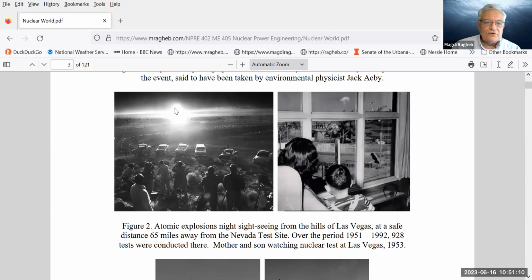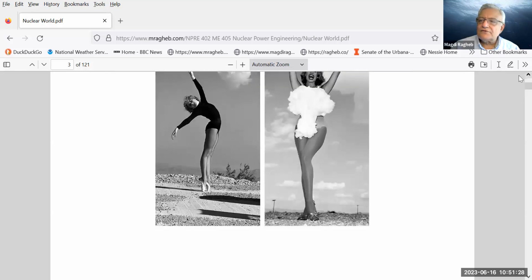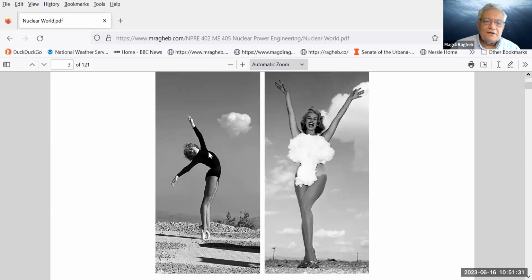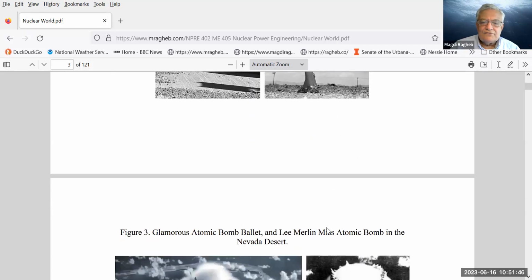Las Vegas, as you know, is 65 miles away from the Nevada test site. This is a mother and her son, from their home, watching an actual explosion in the air, also the mushroom cloud, at the Nevada test site. That was in 1953. The whole thing was of great interest. You can see here a ballet dancer dancing while an explosion occurs in the sky. And this is again another explosion in the sky. These pictures show how the process became very glamorous, and people liked to watch it and talk about it.